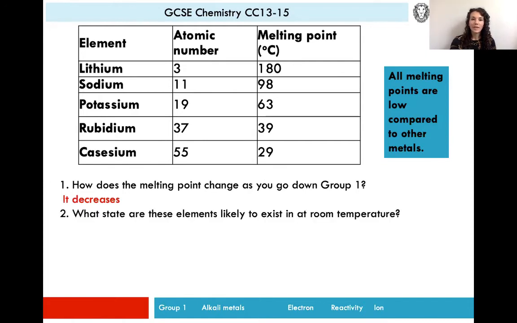What state are all these elements likely to exist in at room temperature? So looking at their melting points, what do you think they would be at room temperature? So pause the video and have a guess at that now, please.